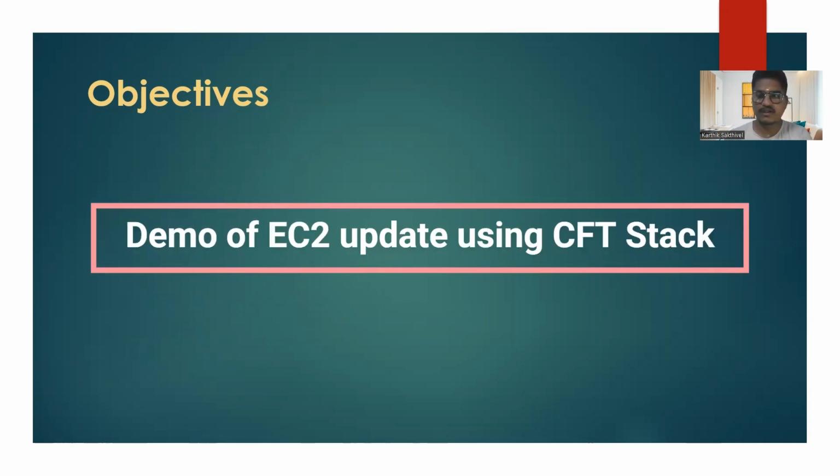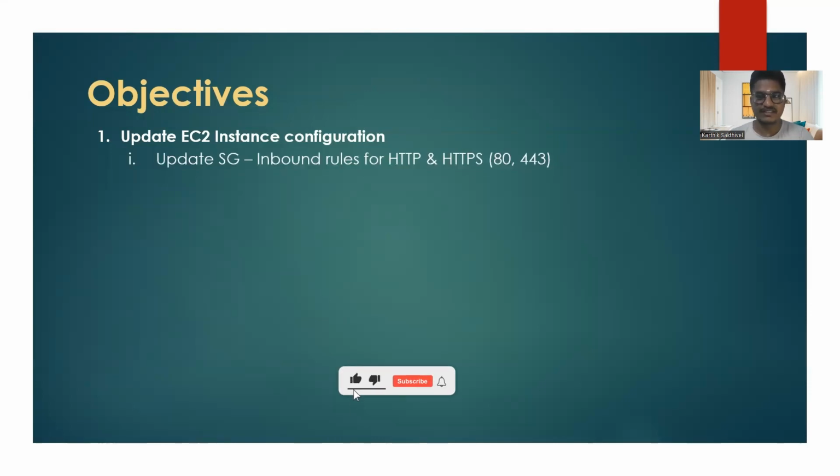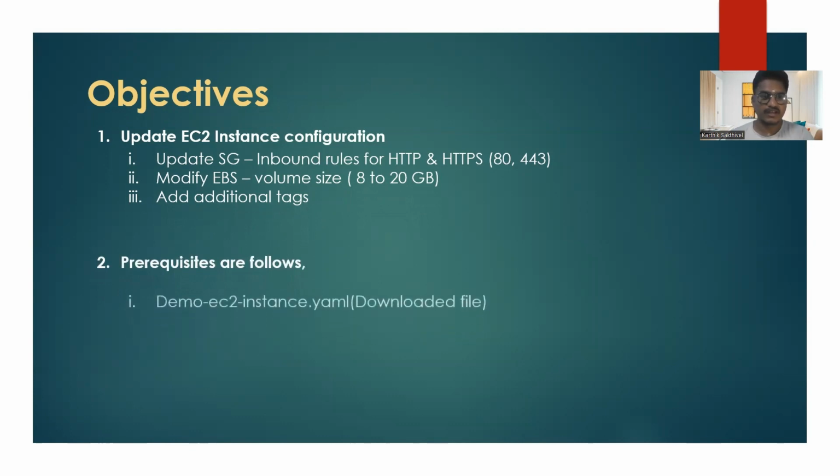Hello and welcome. Here we are going to see how to update the EC2 instance that we have brought into the CloudFormation stack through the IaC Generator feature. We are going to update some of the configurations of that EC2 instance, like updating the security group inbound rules for HTTP and HTTPS, modifying the EBS volume size, and adding additional tags that are required and mandatory.